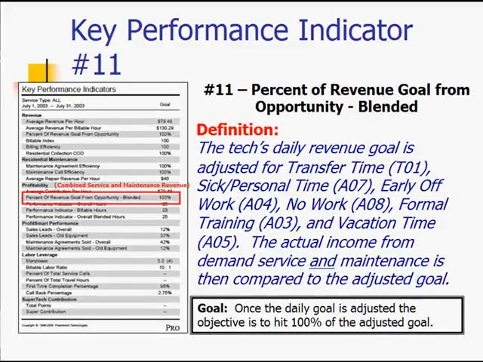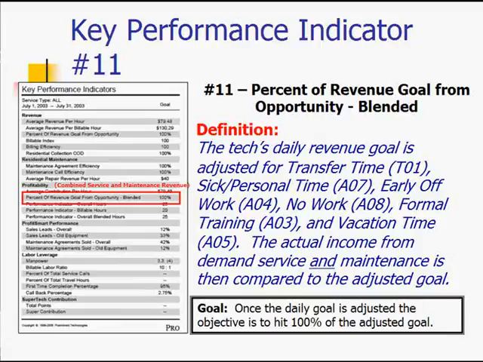The 11th Key Performance Indicator is called Percentage of Revenue Goal from Opportunity Blended. And again, this is going back to how much of that $79.48 did we actually hit. The technician's daily revenue goal, remember, is adjusted for travel time. It's called TO1. Sick and personal time, it's called AO7. Early off work, AO4. No work, AO8. And formal training, AO3. And vacation, AO5.